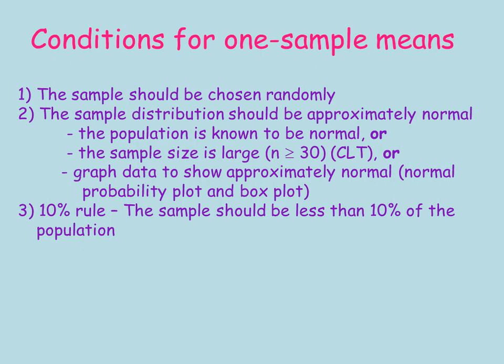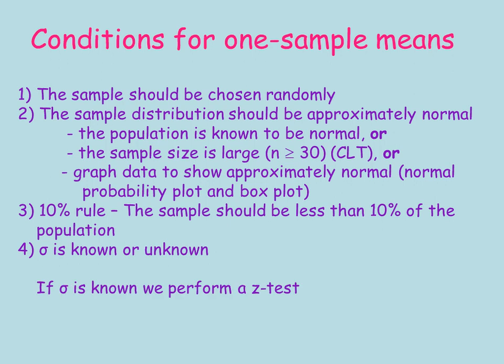And then the 10% rule, the sample should be less than 10% of the population. And like before, whether or not our standard deviation is known or unknown. If we do know it, we perform a z-test. And if we don't know it, we perform a t-test. So let's go and show you what that looks like.